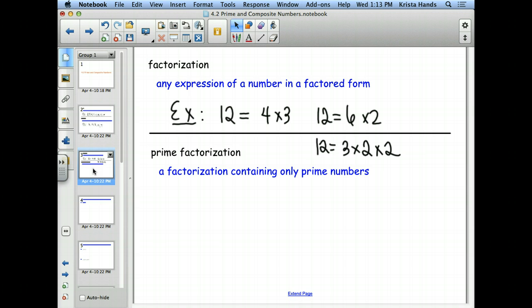So if I exclude the number 1 from being able to write these down in a list of factors, then I actually have the ability to break them down into factors that are all prime. 3, 2, and 2. And that's what prime factorization is. Prime factorization is a factorization containing only prime numbers. It may or may not just have 2 of them. In this case, there were 3 of them. Okay? Now, let's see what's on the next slide.